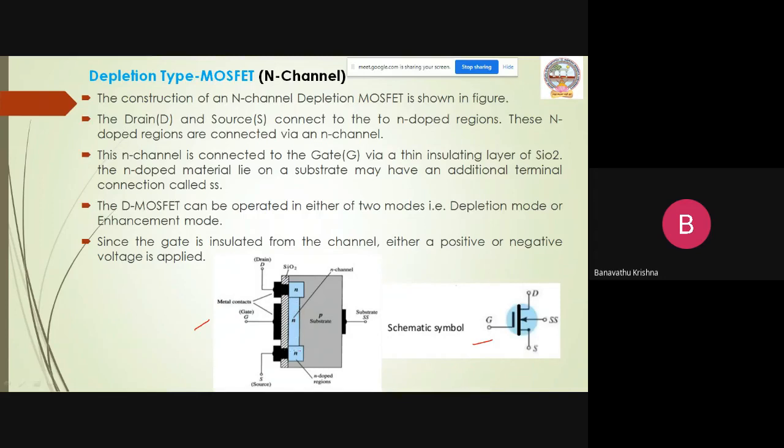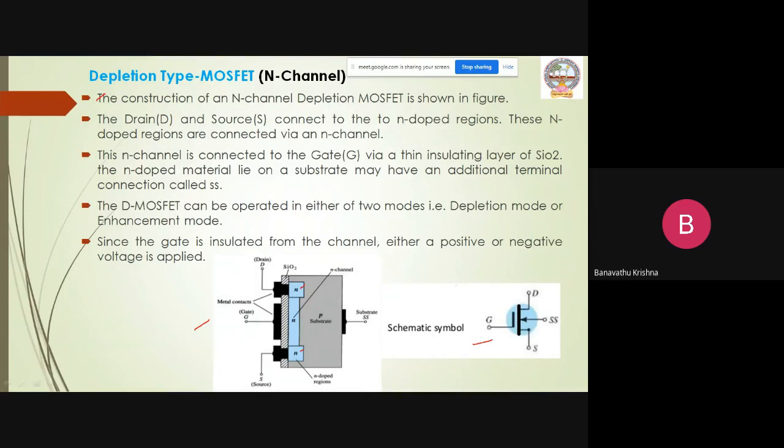This is the source terminal. This is the drain terminal. In between, the rectangular part is called the channel. So the first point here: the construction of an N-channel depletion mode MOSFET is shown in the figure.